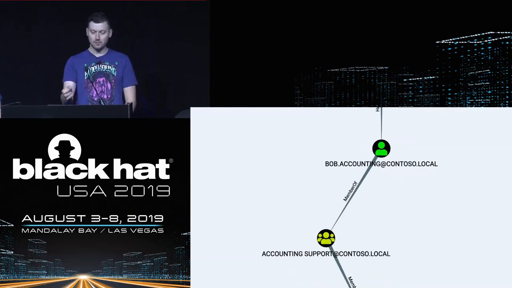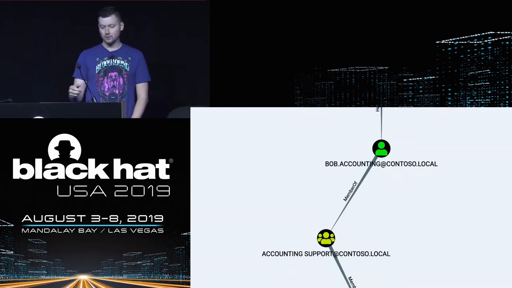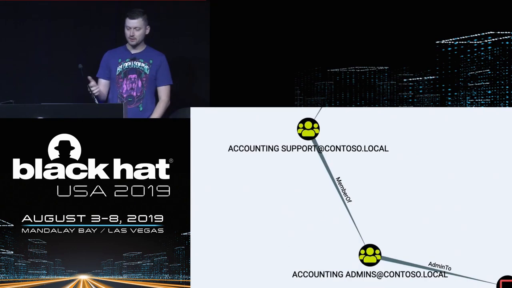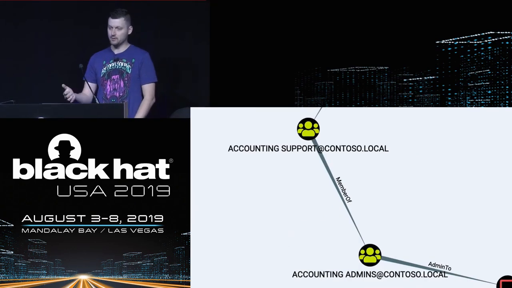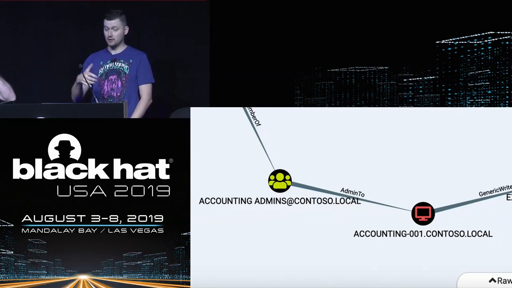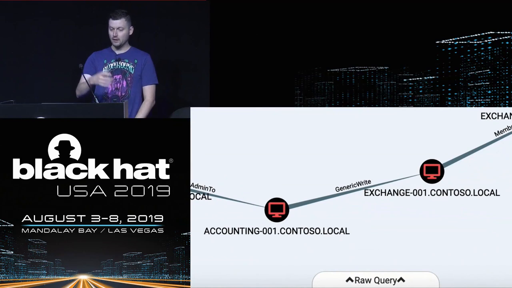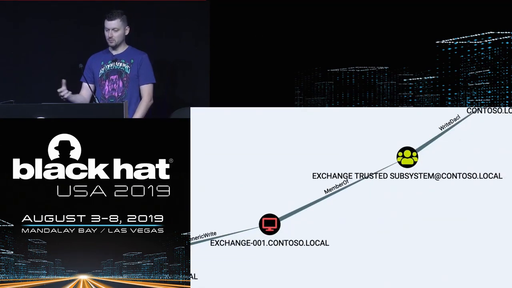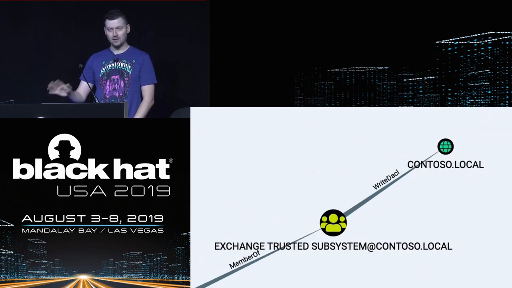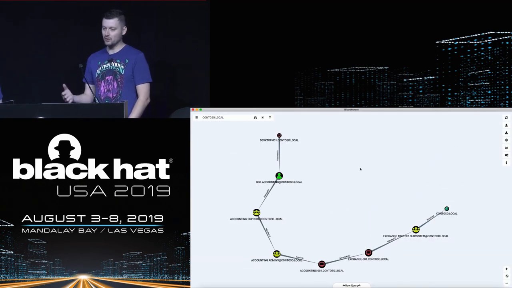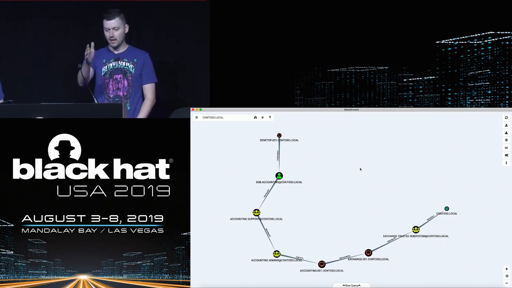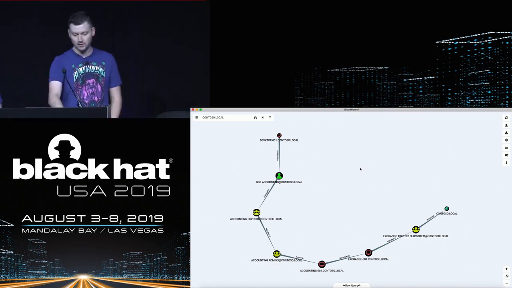It has a session for Bob accounting. That user belongs to this group called accounting support. Accounting support belongs to accounting admins. So through security group delegation, accounting admins has admin rights to accounting 001, and so does Bob. This computer in accounting has generic write over an Exchange system, which belongs to the Exchange Trusted Subsystem group in AD. Our favorite AD group. That group has tons and tons of privileges, including WriteDACL on the domain head. So we're going to execute this attack path in these video demos.